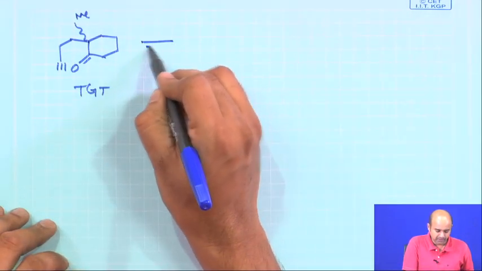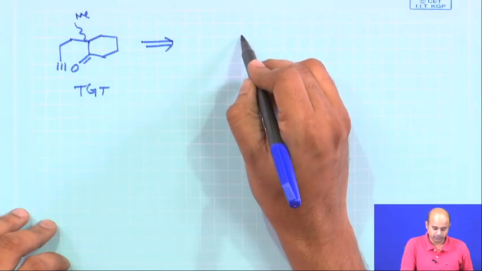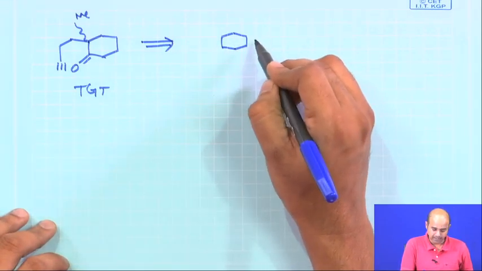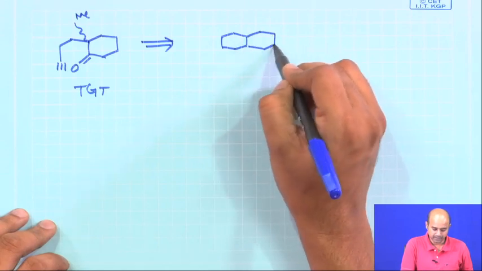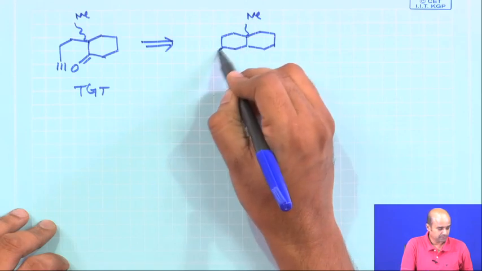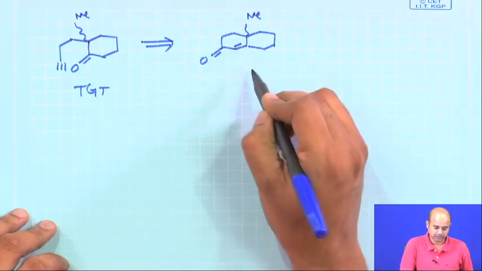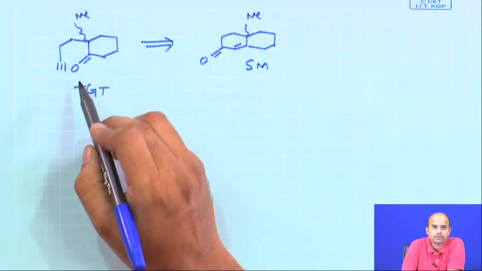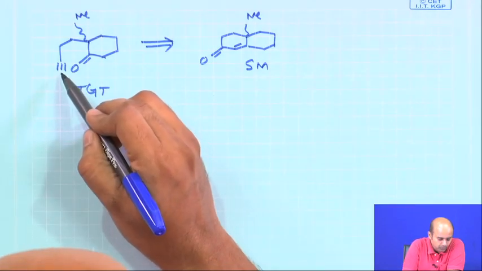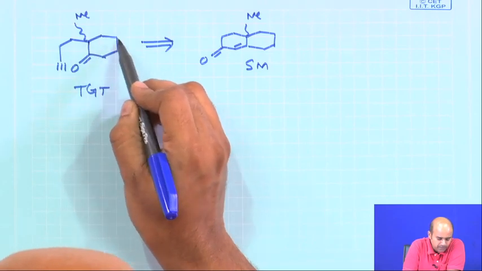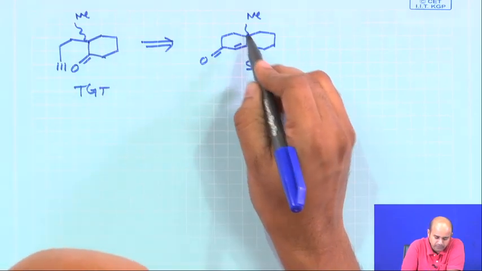The starting material was given to you. The starting material was a bicyclic compound, this one. Now, if you count the number of carbons for the target molecule, 1, 2, 3, 4, 5, 6, the rest of the part remains the same. So, this is also 6-membered.